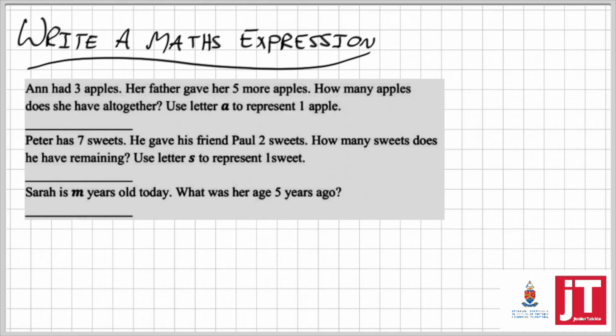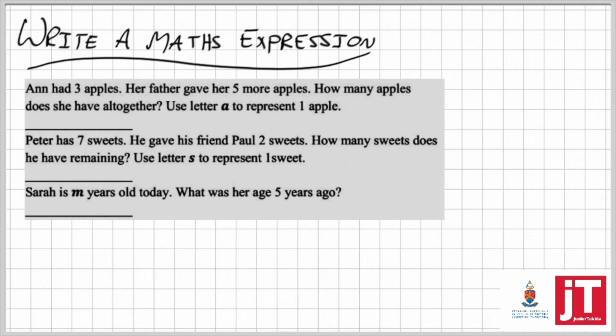So what if I give you these 3 examples? The first one, I know this is so simple. Anne had 3 apples. Her father gave her 5 more apples. How many apples does she have altogether? Now some of you are already going, oh, duh, sir, she's got 8. I know she's got 8. But how would it look as an algebraic expression, meaning with X's or Y's, or in this case, with A's?